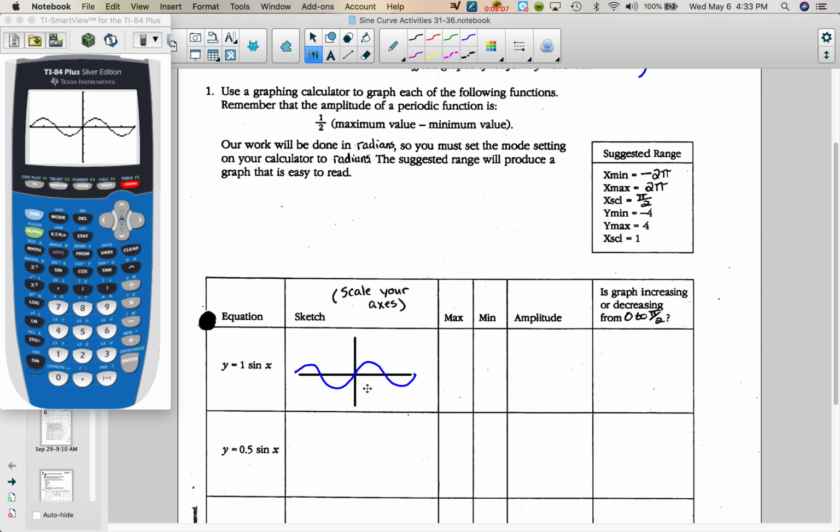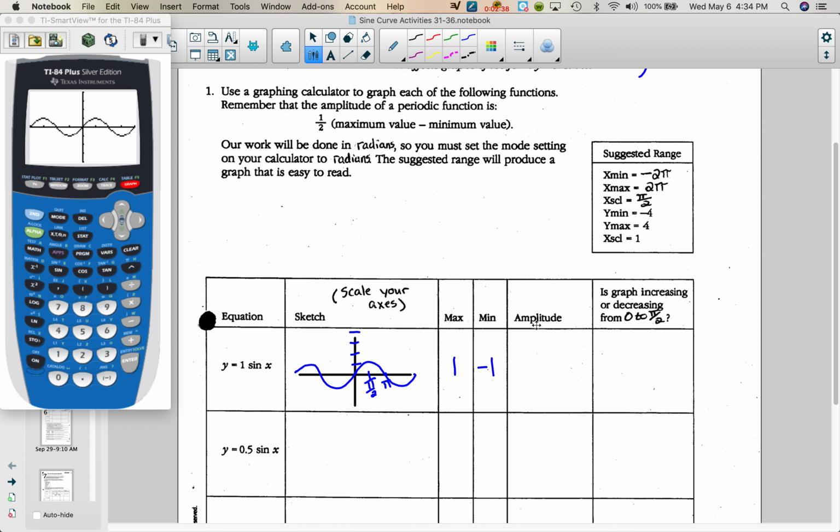Not the greatest. When I say scale your graph, label some things. For example, we know the tick marks are pi over 2. So this is 0, this is pi over 2. You can see the tick marks on the y-axis, so this was 1, 2, 3, 4. This would be pi over 2, and this is pi. You don't have to label everything, just enough so that you can look back at this and know that the maximum value is 1 and the minimum value is -1.